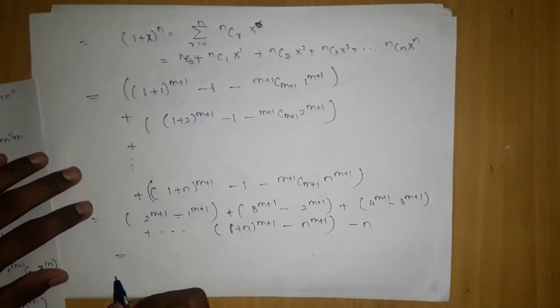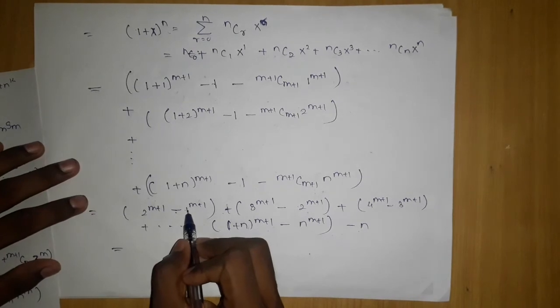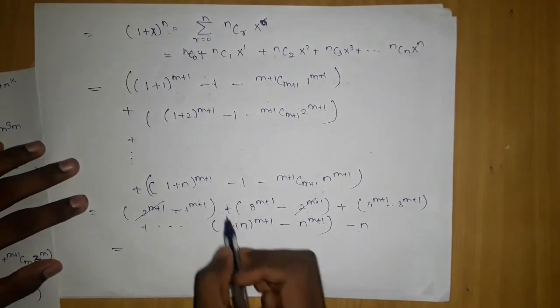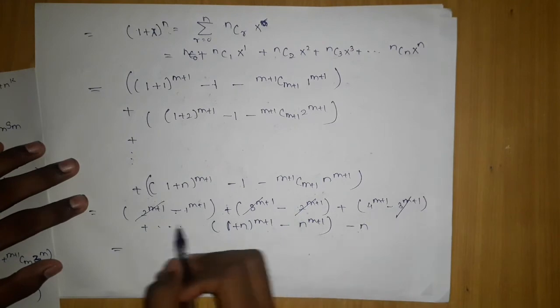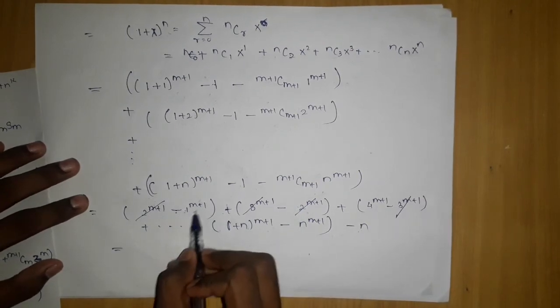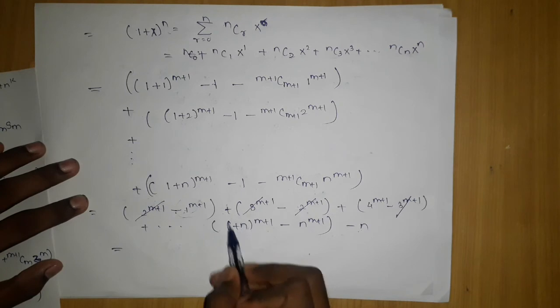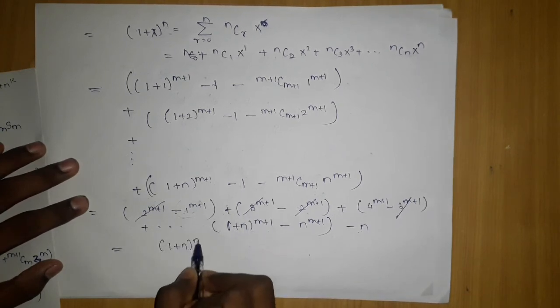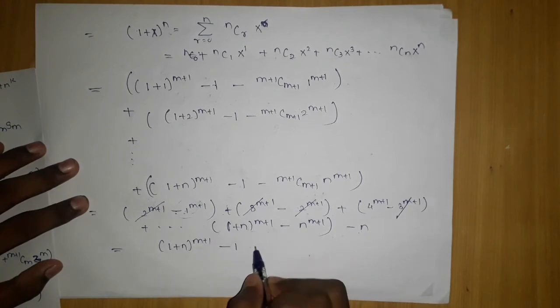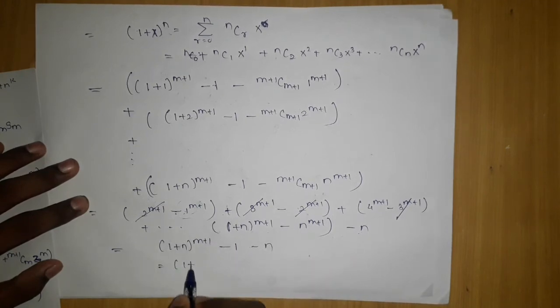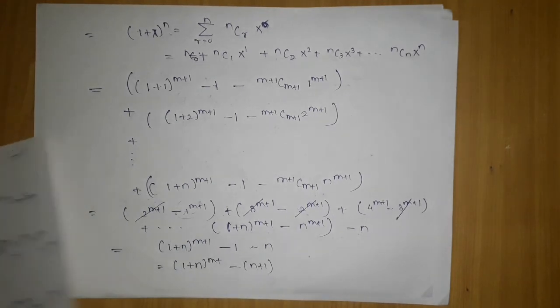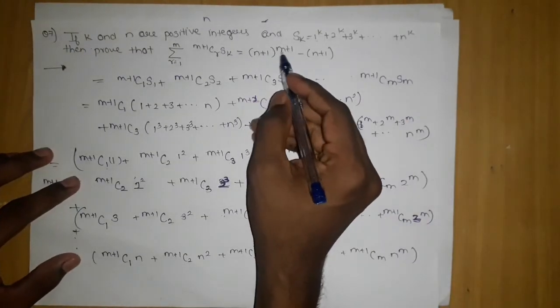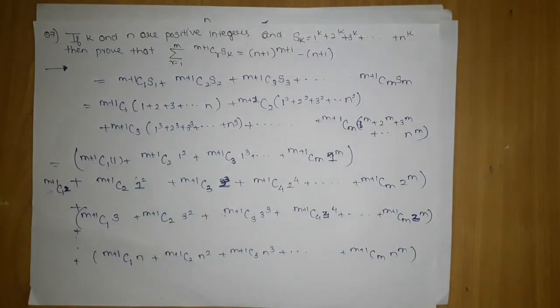Okay, so after this, you can see that this term is getting cancelled out with this. Similarly this term is getting cancelled out with this, and this process will go on, and this will be the only term which will be left, and this term will be the only term which will be left. So we are left with (1+n)^(m+1) minus 1 minus n, which you can write as (1+n)^(m+1) minus (n+1). So this was the thing which we wanted to prove, which was (n+1)^(m+1) minus (n+1).